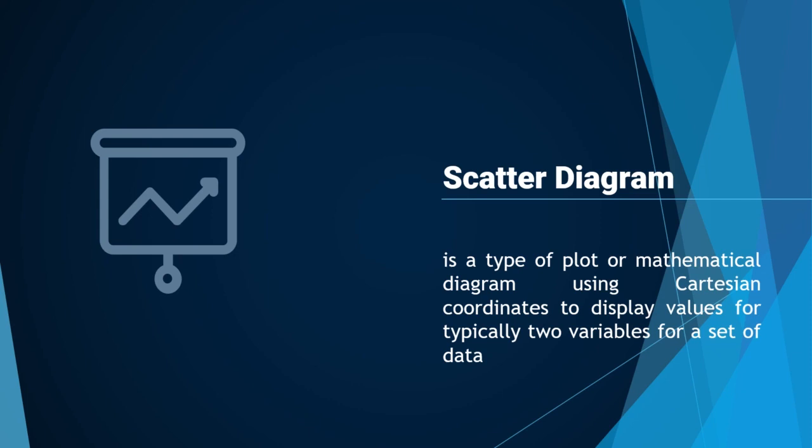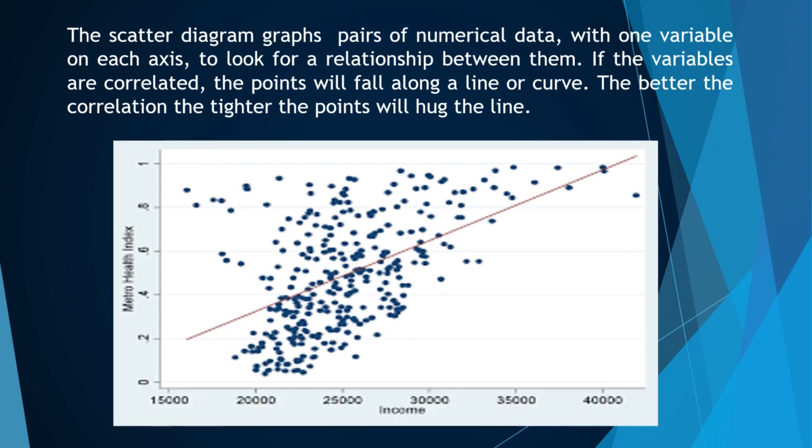Then comes the scatter diagram. It is a graph of numerical data with one variable on each axis to look for a relationship. Here we can give an example for the scatter diagram. It pairs numerical data, with one variable on each axis, to look for the relationship between them. If the variables are correlated, the points will fall along a line or curve. The better the correlation, the tighter the points.